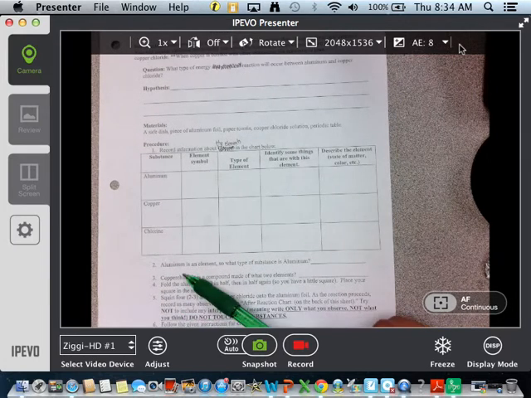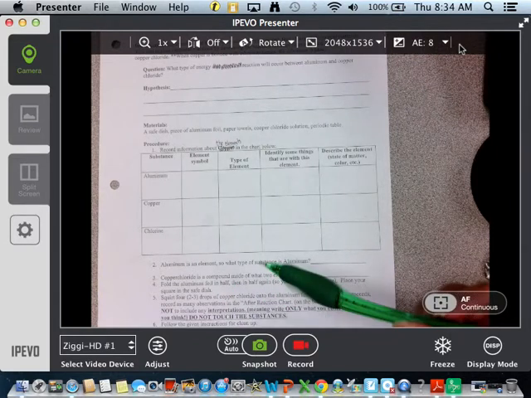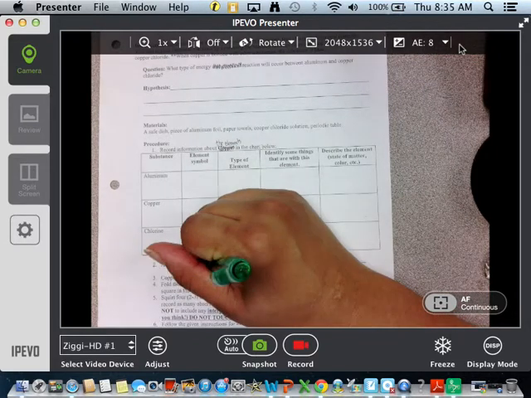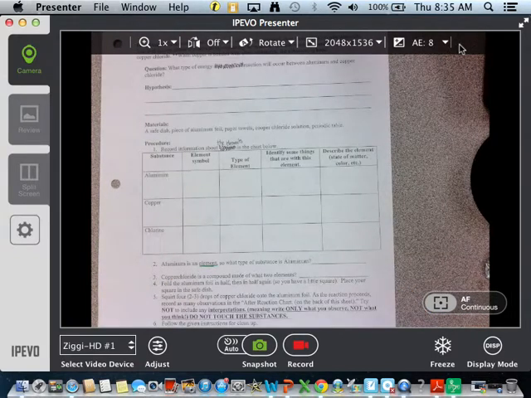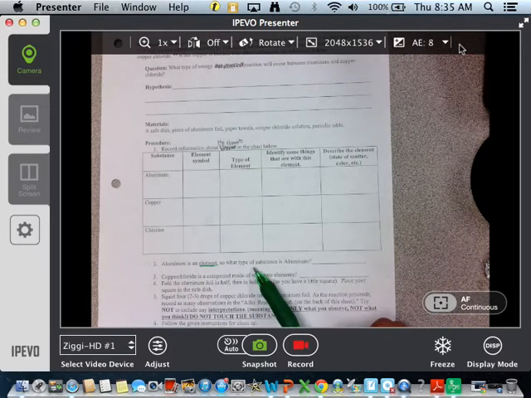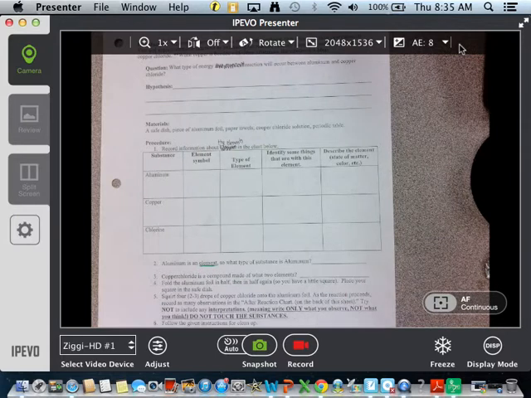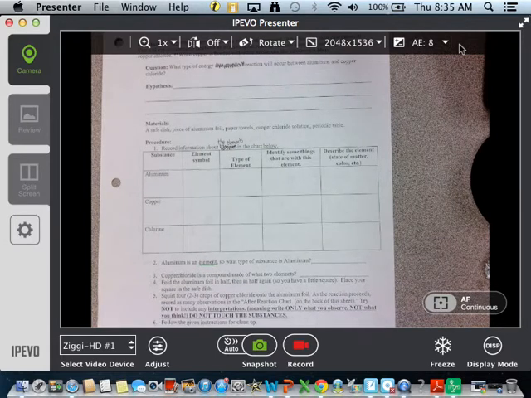Number two, aluminum is an element. So what type of substance is aluminum? Let's underline the word element. So this question is really asking, what type of substance is an element? Get in your notes and find what type of substance an element is. Everyone, get in your notes and find out what type of substance an element is.